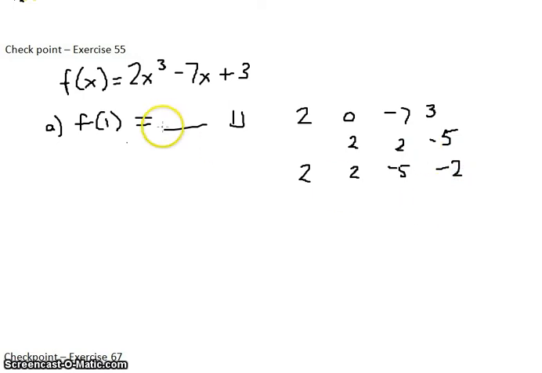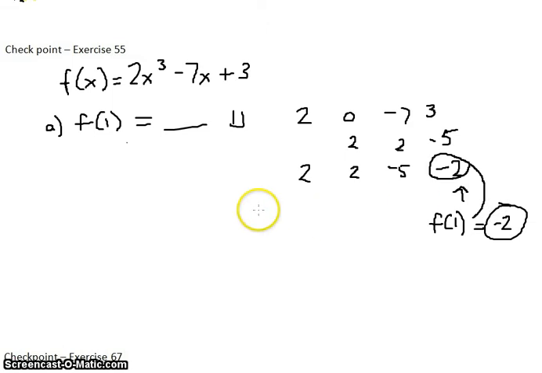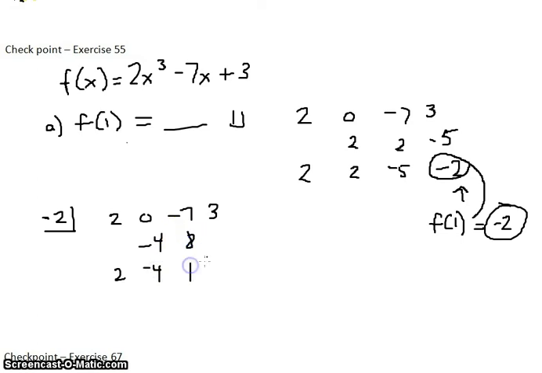So when you use synthetic division for a function, the remainder is what the function evaluates to for that given number. So at 1, it's equal to what the remainder is, which is negative 2. And you can do this for any number. Letter B asks for negative 2. So I'm going to put that in and see what happens. So that becomes negative 4. This becomes 8. So at negative 2, it's equal to what the remainder is when you use synthetic division, which is 1.